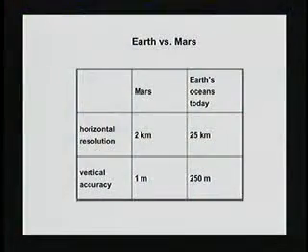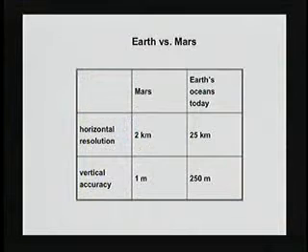Okay, just a quick overview of what we know about the topography of Mars versus what we know about the topography of the Earth. Here's Mars, Earth's oceans today. Not the topography of the land, but the oceans. The horizontal resolution we have from the Mars laser altimeter mission is about 2 kilometers. In other words, if you move 2 kilometers or about a mile, you get a new measurement of the topography of the surface of Mars. Earth's oceans today, on average, is about 25 kilometers.